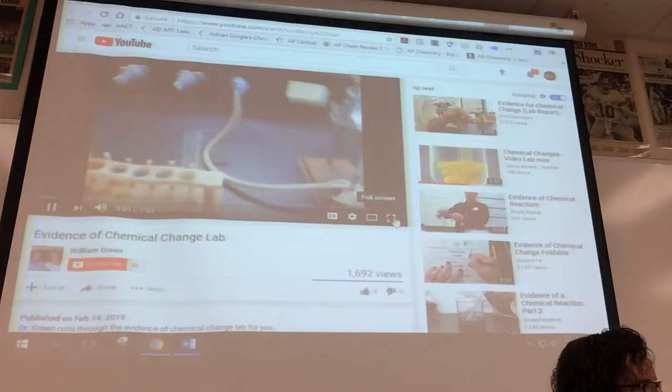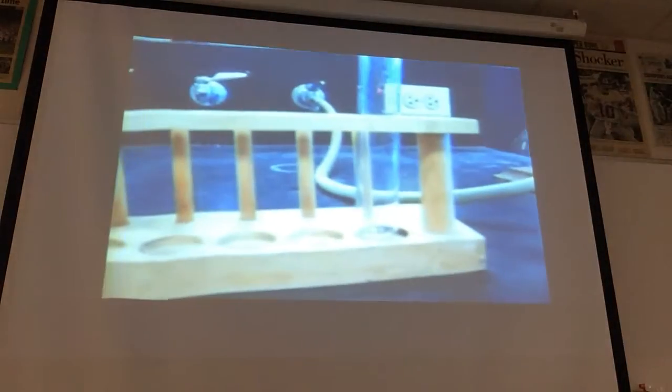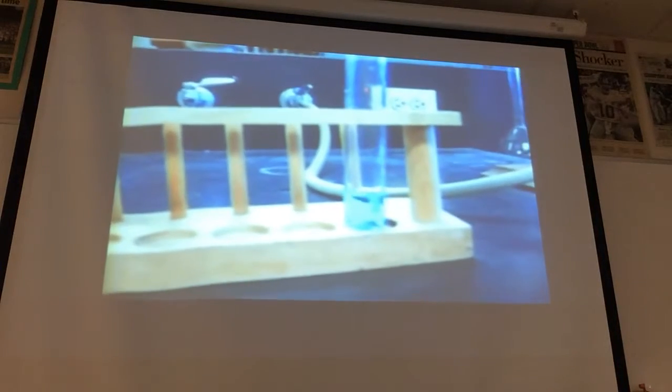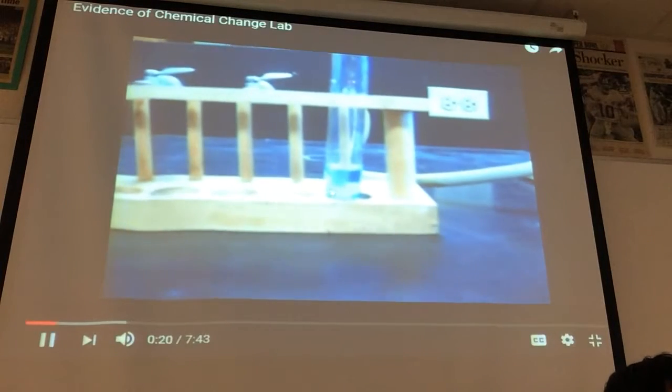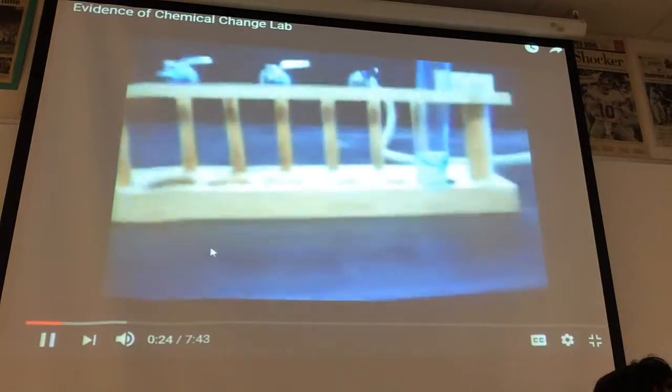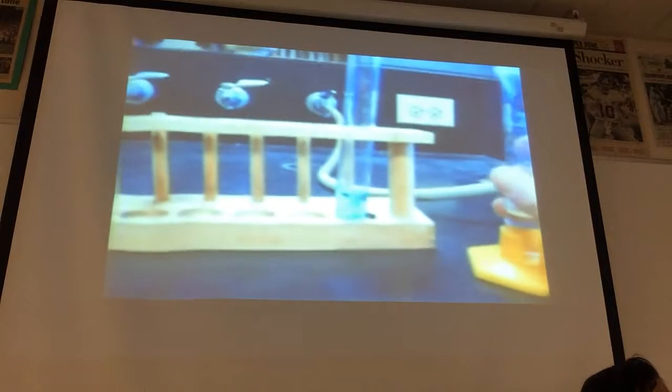Okay, this is the evidence of chemical change lab. We're going to start with 5 milliliters of copper sulfate solution. This is a blue solution. We have 5 mils of copper sulfate in a test tube. What color is that? Blue. All right, and then for the first reaction, we're going to add to the copper sulfate 7.5 milliliters of sodium hydroxide. So you're adding a base. I'm just going to pour that in there.